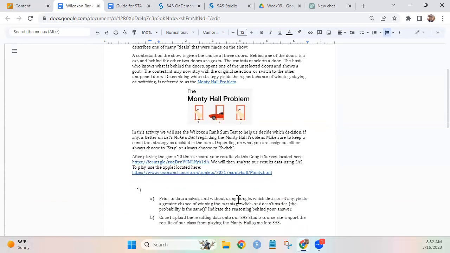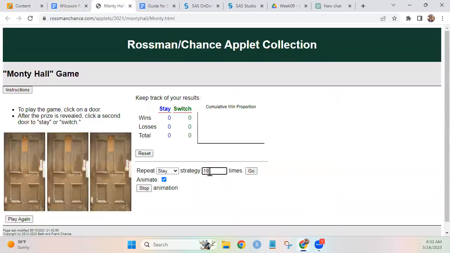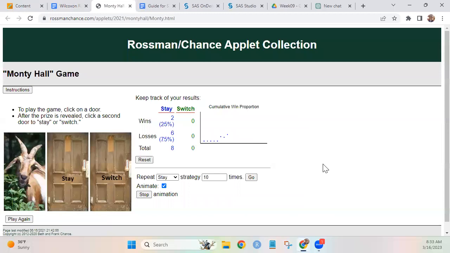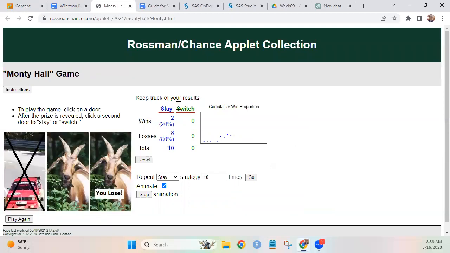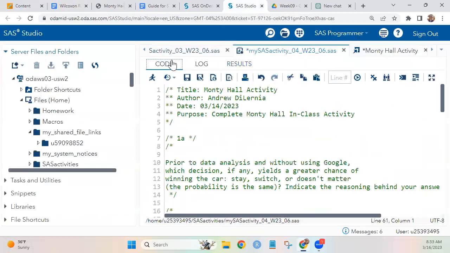But we played using the applet, right? So you could click here, and you could even have it do 10 times and say, let's say I stay, and then it shows you how many times you win, simulating the game 10 times. So in this case, I won twice out of 10. It's not very good, right? Staying. And everyone did that and then recorded via this Google form how many times they won out of 10. Half the class stayed, half the class switched. Okay. So we have this data in SAS Studio.